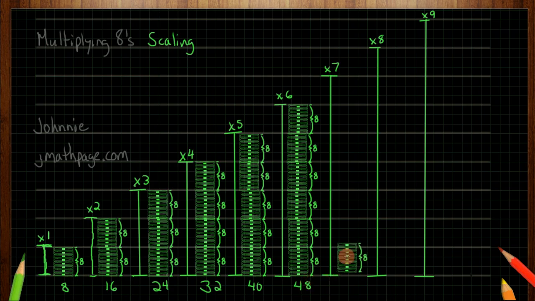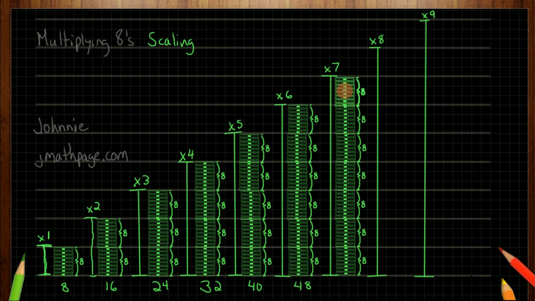Let's stack those boxes. 1 stack, 2 stacks, 3 stacks, 4 stacks, 5 stacks, 6 stacks, 7 stacks tall. 7 stacks of 8 boxes. How many altogether? Let's see. 8, 16, 24, 32, 40, 48, and 8 more give us 56. So 7 stacks of 8 boxes give us 56, which is 7 times as many boxes as our first measure, just 8.